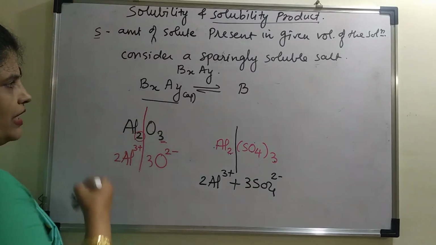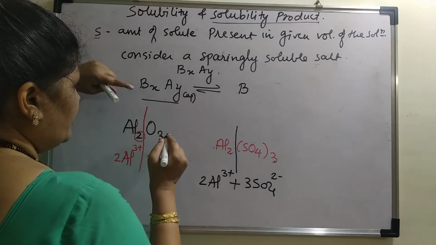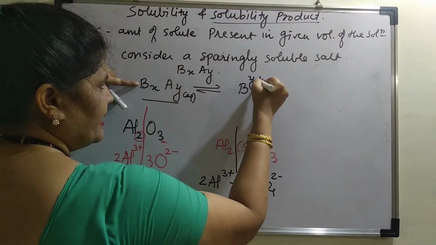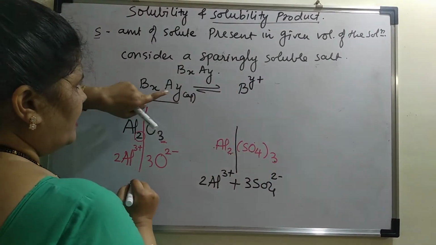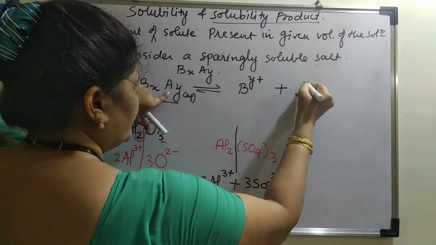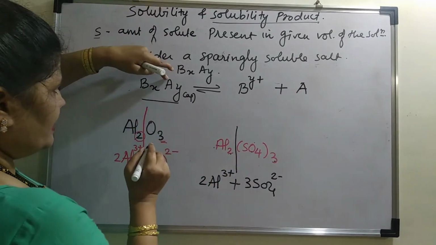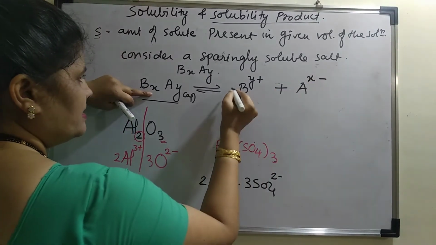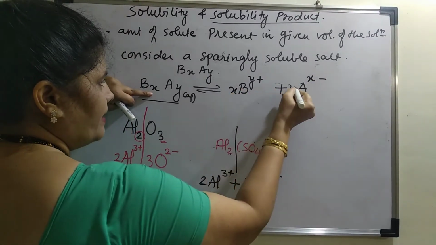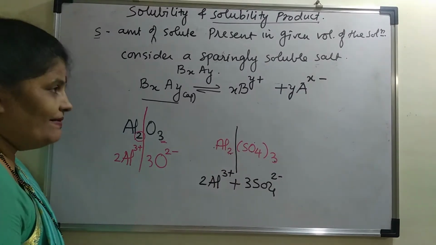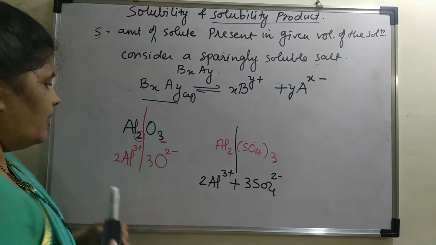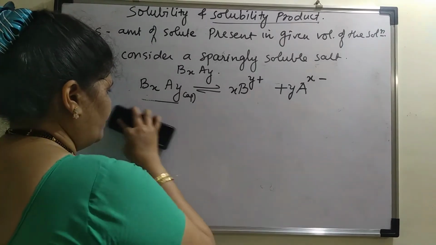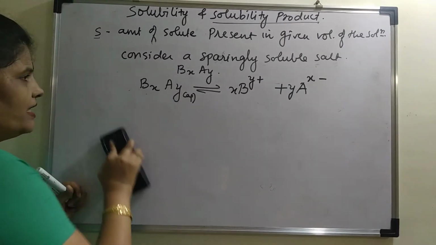So let us try for this. I will write B. Whatever is opposite, I will put that as a charge, so it will become y plus. And I will write A here. Whatever is opposite, I will mark it here as minus. Then this will be x as it is and y here. So this is how I will split the salt. I hope this simplifies how to write this. Now let us continue. So this is a salt, that is BxAy.